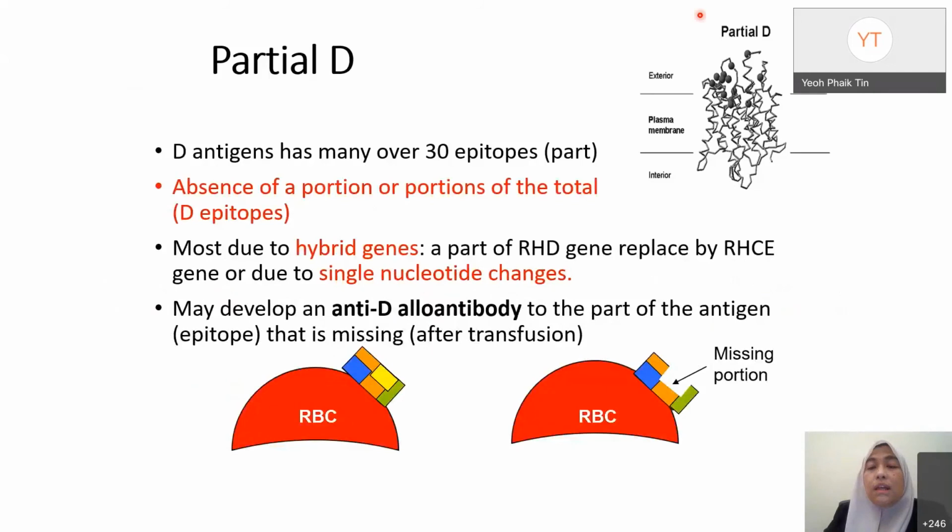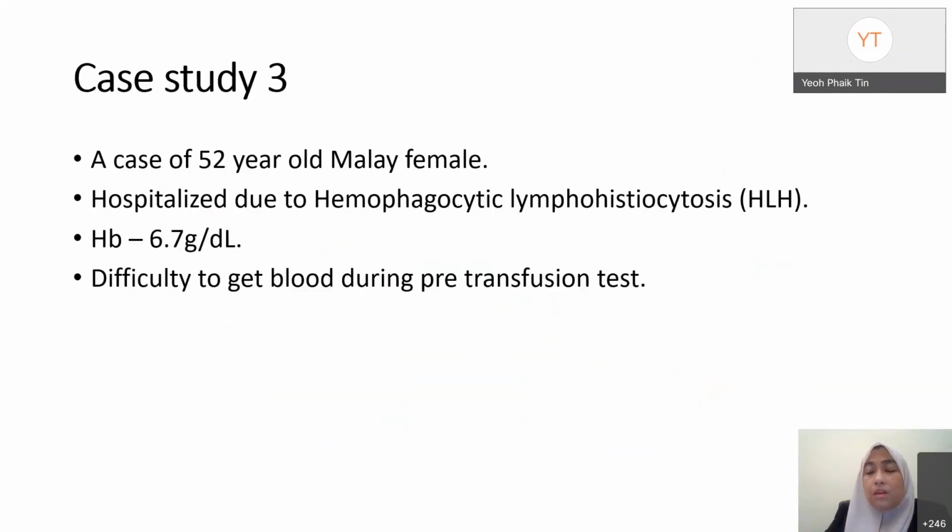I show in diagrams. As you know, on the RBC membrane, there is an antigen. This is the antigen D. Sometimes the RHD gene can be missing and replaced by the RHCE gene. So, missing a portion of this epitope, the patient may develop the anti-D alloantibody because the antigen epitopes are missing. That's why they develop the anti-D.